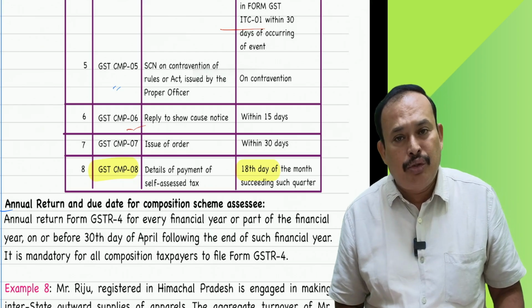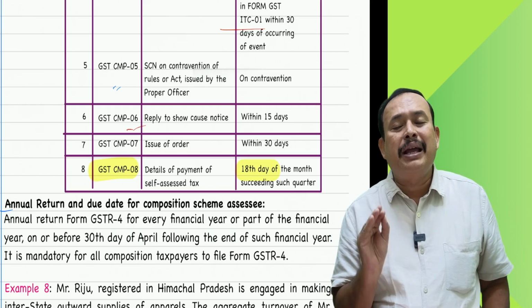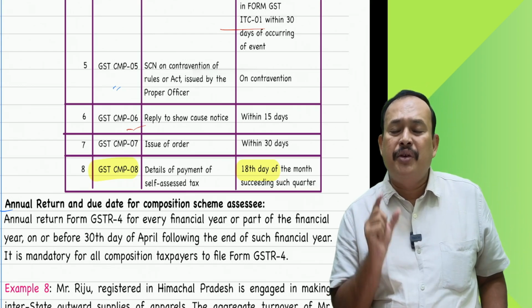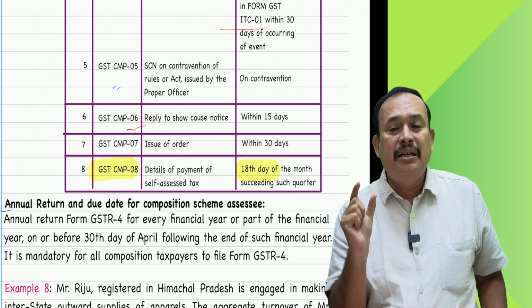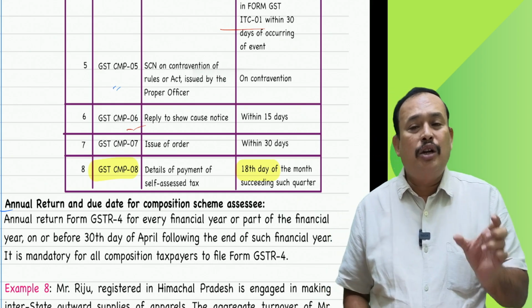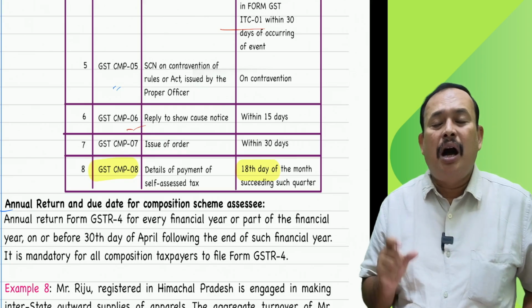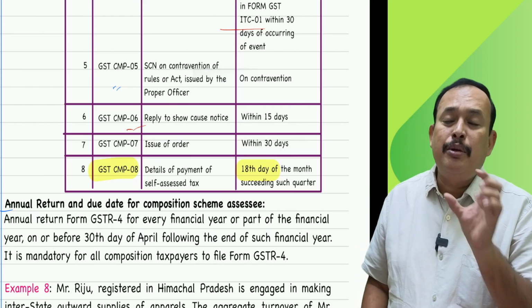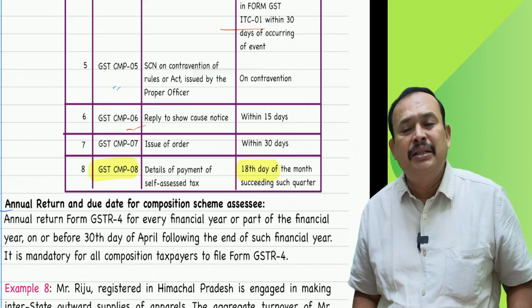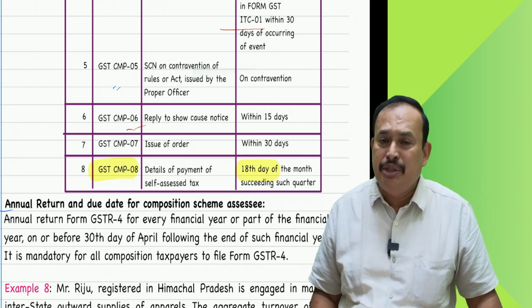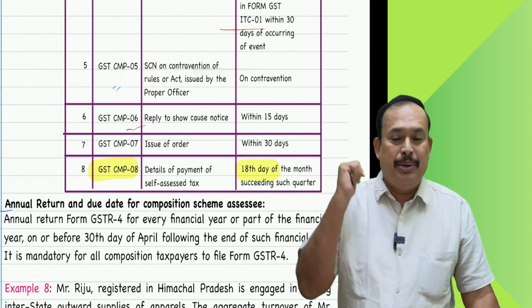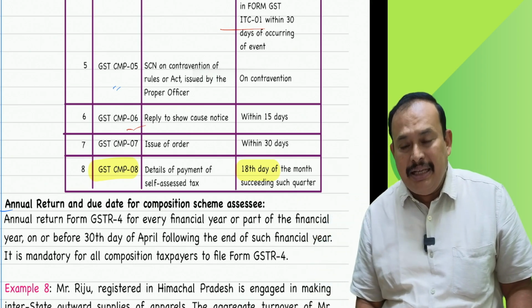April, May, June quarter, on or before 18th July. July, August, September quarter, on or before 18th October. October, November, December, on or before 18th January. For the January to March year-ending quarter, submit the form CMP-08 on or before 18th April, which is the due date.